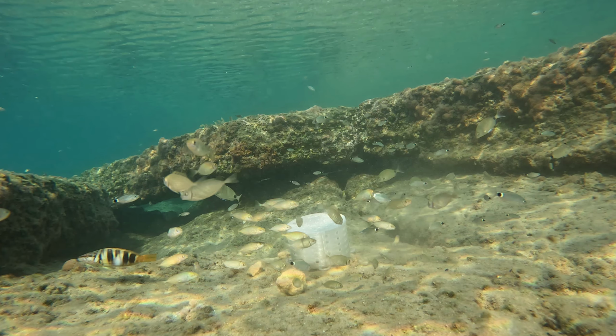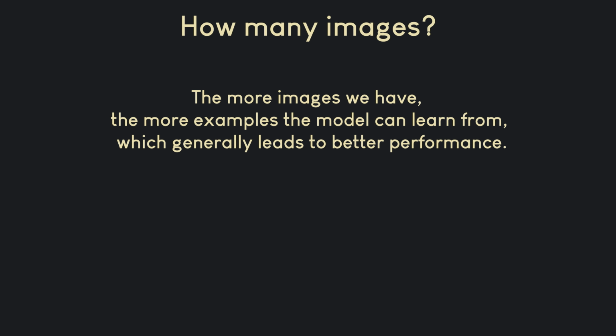The number of images we use plays a big role in the model's accuracy. Essentially, the more images we have, the more examples the model can learn from, which generally leads to better performance. Each image provides another opportunity for the model to recognize unique features of the European perch, like its shape, color, and appearance in various lighting conditions.